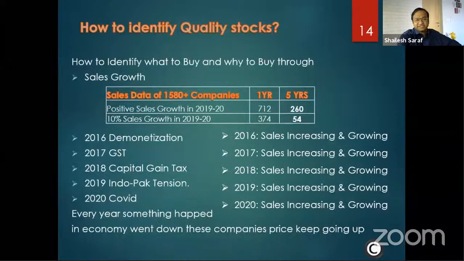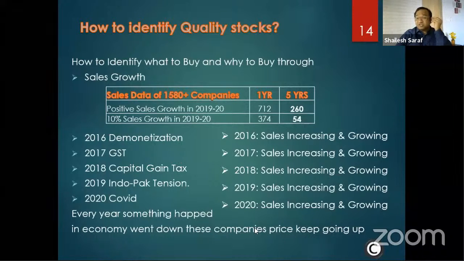Previous page, please. Yes. Now, if you see here, I have put the economy here, right? Now, sales growth and profit growth. In sales growth, in 1 year, companies which are able to do 10% sales growth are only 374. That means out of 1500 companies, only about 20% are able to do sales growth of 10%.